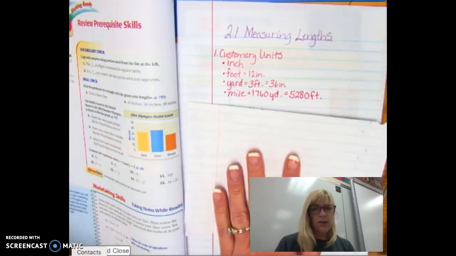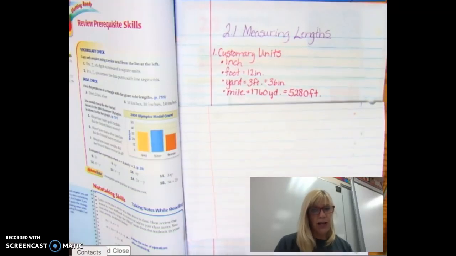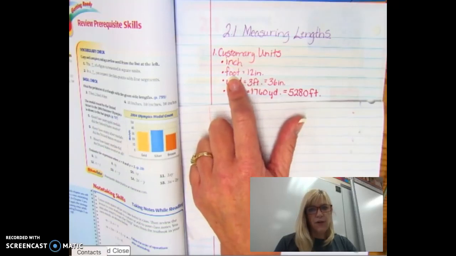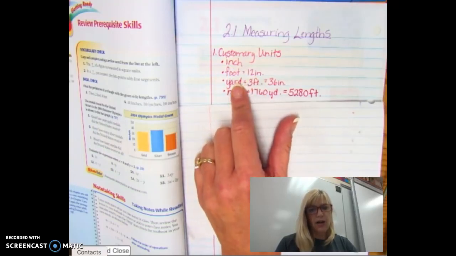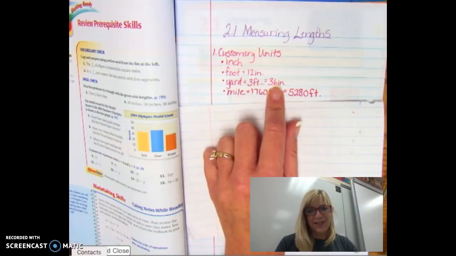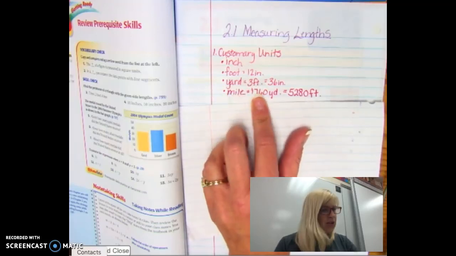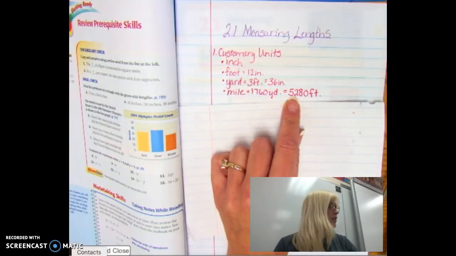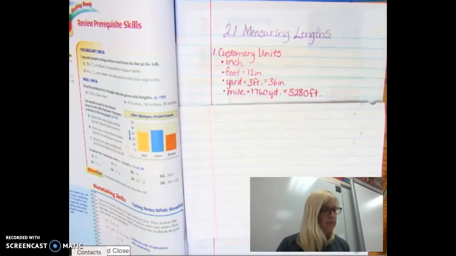So the first thing I would like you to put in your notes, if you want to pause it, is label the customary units: inch, foot, which is equal to 12 inches, yard, which is equal to 3 feet or 36 inches. A lot of you football fans know that. And then a mile, which is 1,760 yards or 5,280 feet. Simple enough. Please pause the video if you need to get this written down, and then we're simply going to list examples of each one.